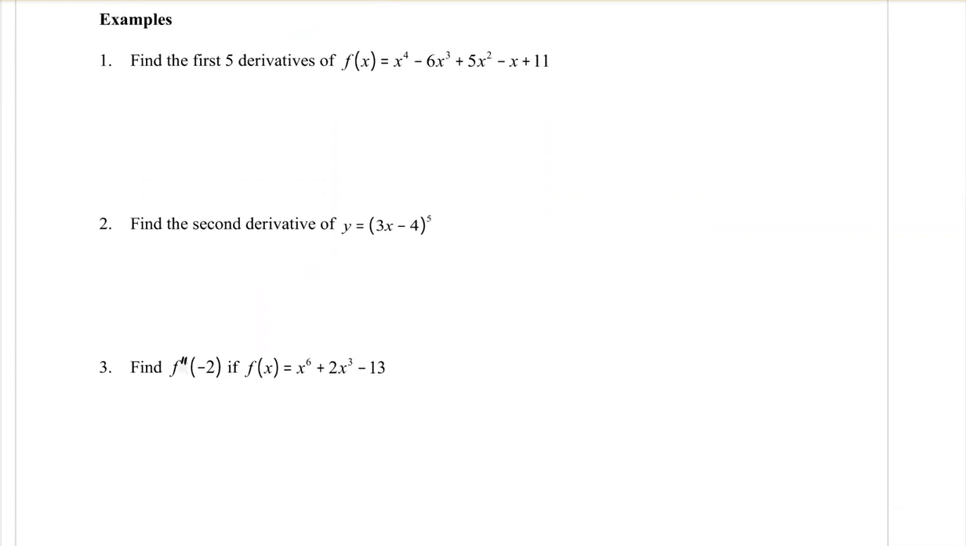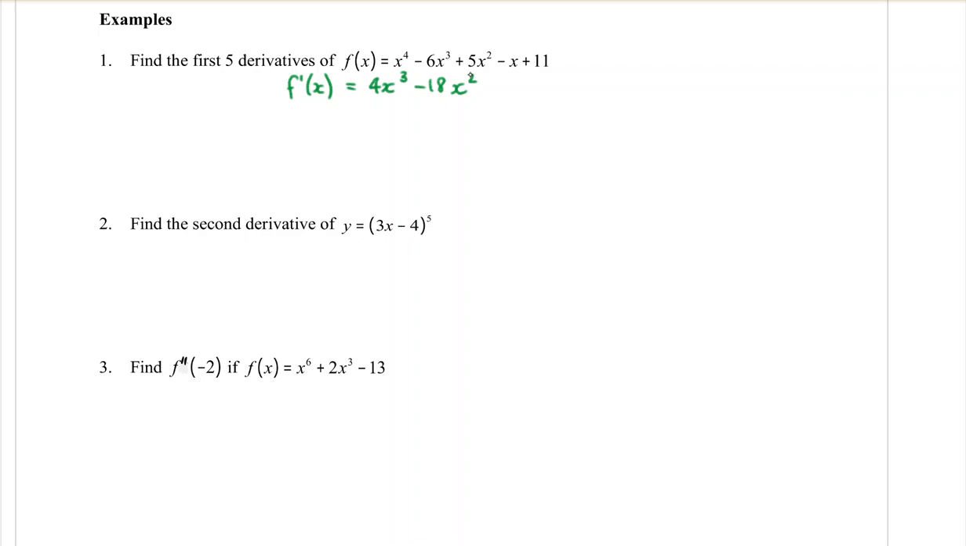Example number 1 says find the first 5 derivatives of f of x. So the first derivative, f dash x, if it's in f of x notation, I'm going to use the f dash x for my derivative. And I differentiate once. So the first term, the 4 will come down, and I subtract 1 from the power, become a power of 3. The second term, the 3 times with the negative 6 to get negative 18. X, subtract 1 from the power, becomes squared.